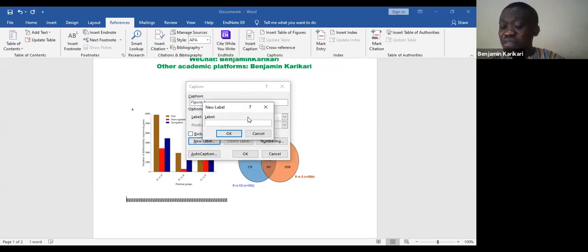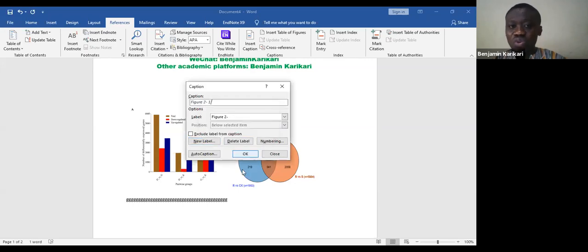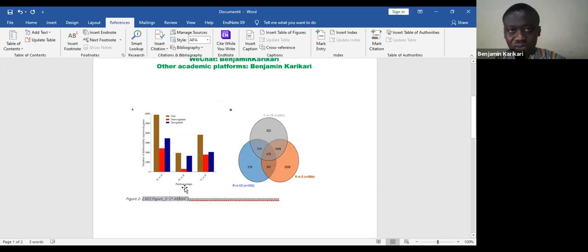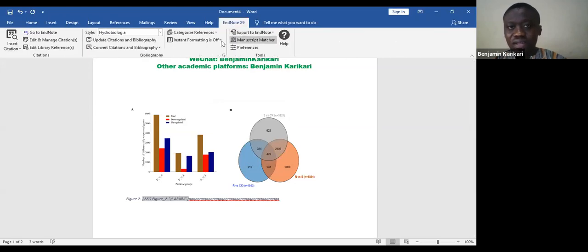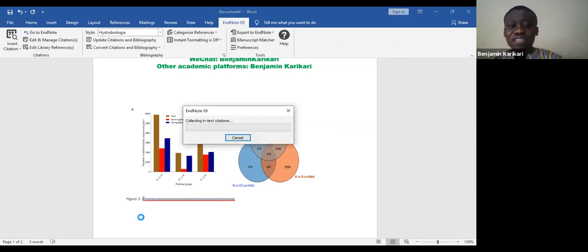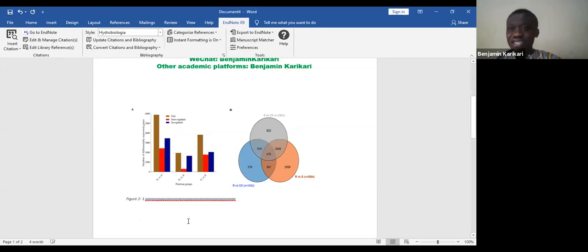Because in China, the chapter you are writing determines the figure number or the table number. So if I'm writing in chapter 2, then it is chapter 2. So this one will be my figure. I want to cite this figure here. You see, it has been cited. Please, are you seeing my screen? Yes, we can see.